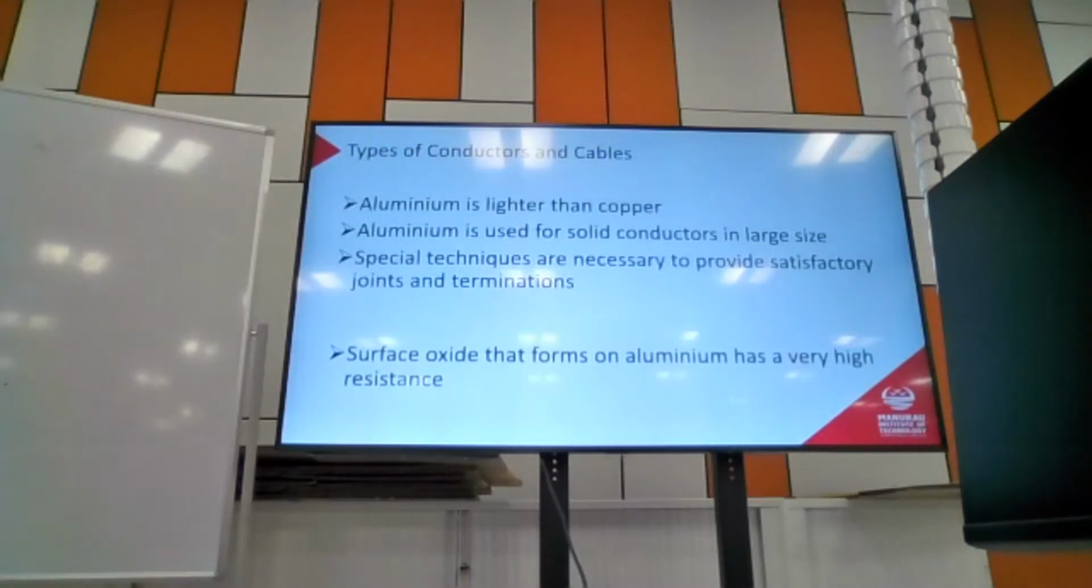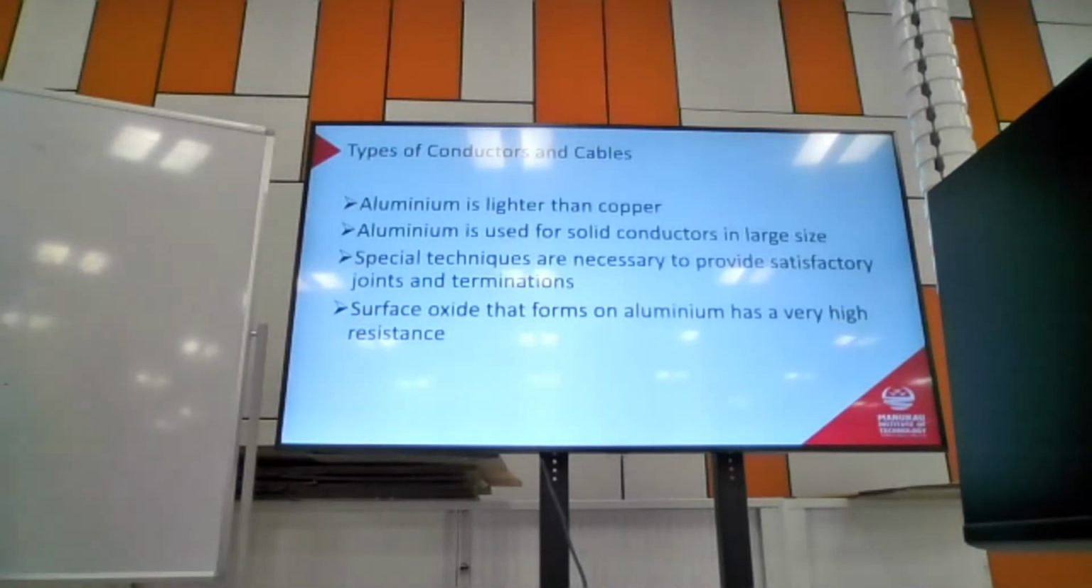So if we're using aluminium, the advantage is it's lighter than copper. That's one of the reasons that we commonly use aluminium for overhead cables, right? So power lines, you see power lines, they're almost always made of aluminium because it's lighter, so easier to hang them.